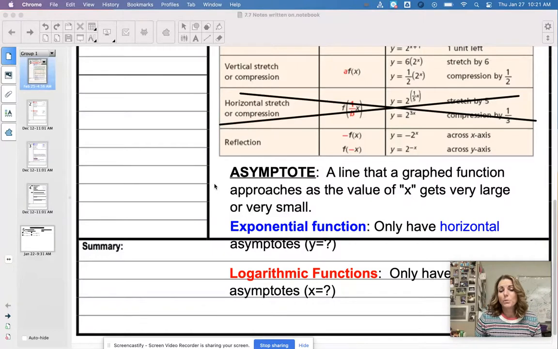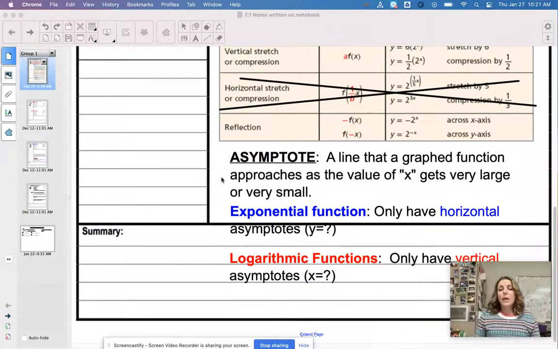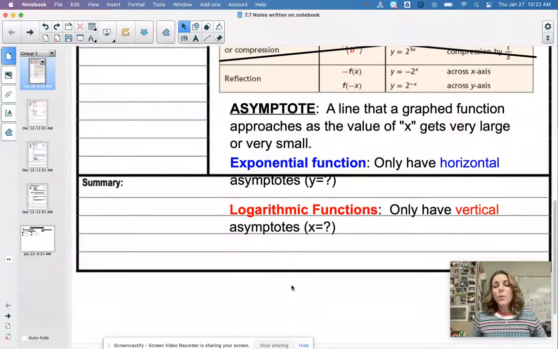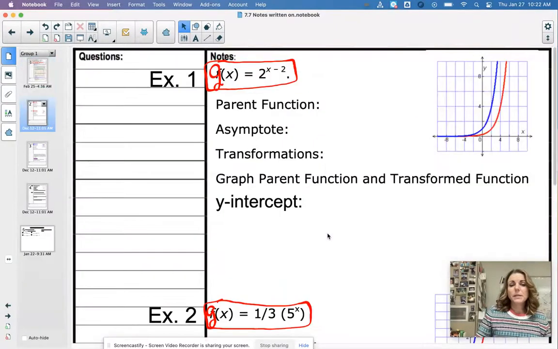An asymptote is a line that a graphed function approaches as the value of x gets very large or very small. We've dealt with asymptotes already. We've also dealt with the asymptotes on exponential and log functions. So far, we've only dealt with y equals 0 and x equals 0. And now we're going to come across some others in this lesson today. It's based on the function. So exponential functions always have horizontal asymptotes and log functions always have vertical asymptotes, thus the x equals versus the y equals.